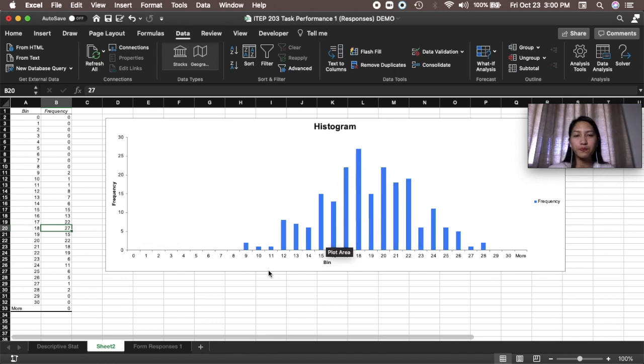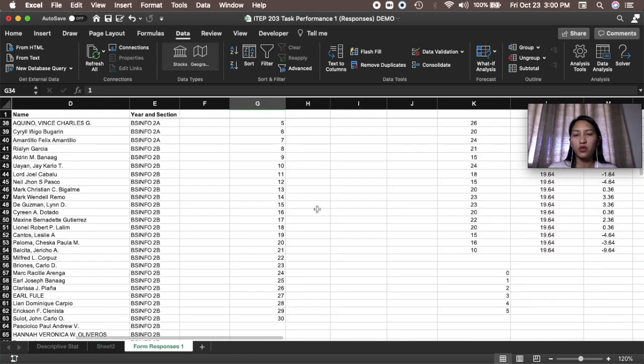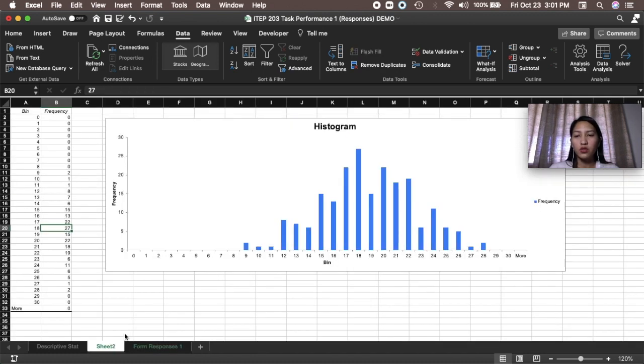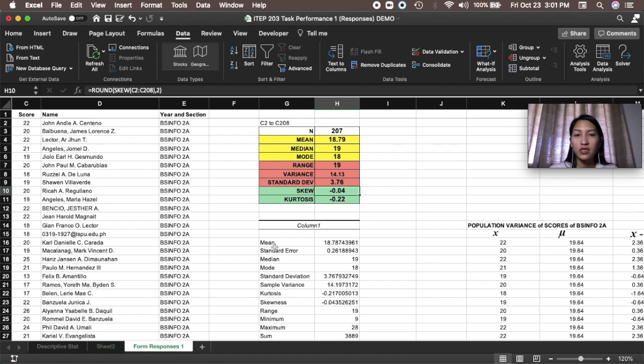So, ito siya. Ngayon, let's go back to our skew. Yung skew natin, ibig sabihin niya, normal daw yung distribution. So, dito sa ating data, kung mapapansin mo, ay normal yung ating distribution. Walang sobrang data dito, or dito sa kabila. So, siya ay halos pantay lamang. Kaya, yung value ng ating skew is negative 0.04.